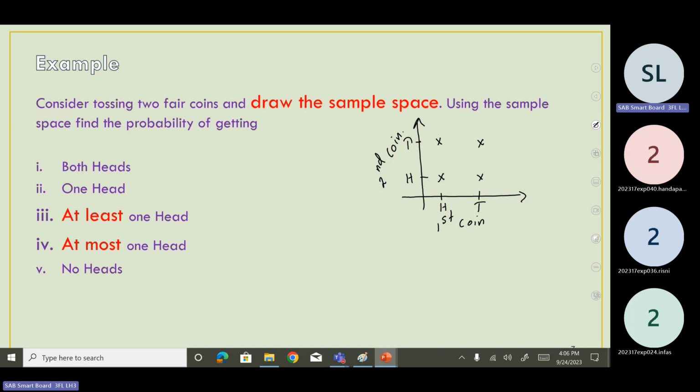So the first part, they are asking us the probability of both heads. Classical approach: totally how many are there? Four. In how many are we interested, both heads? This is the only outcome that we are interested in. So one over four.